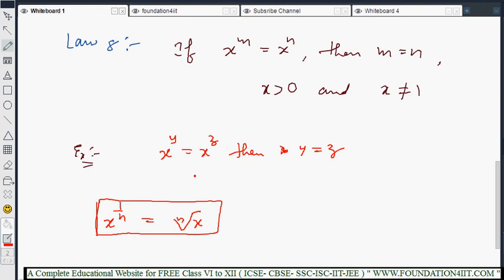Fine, these are the important laws from exponents and powers. So let us see some more numerical sums from the same topic. Let us see some more example problems which use these laws in different ways. How to simplify and all, we'll see now.